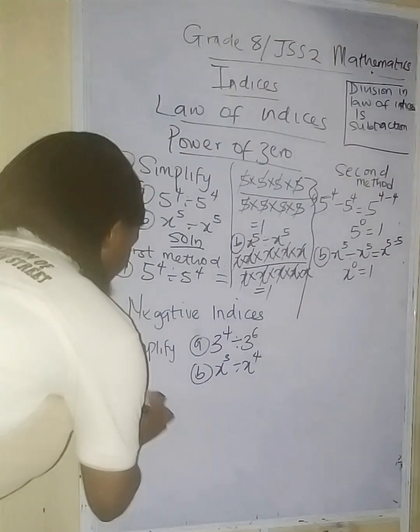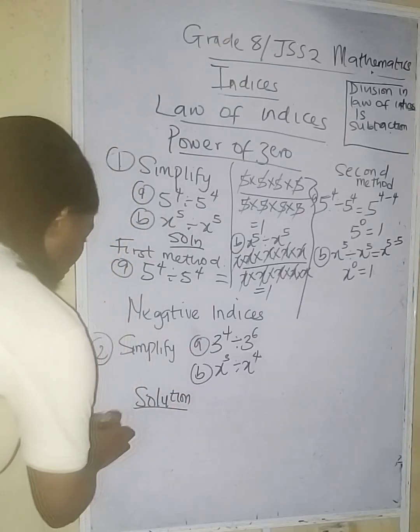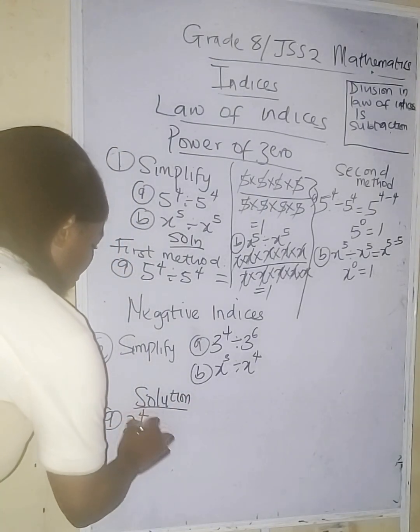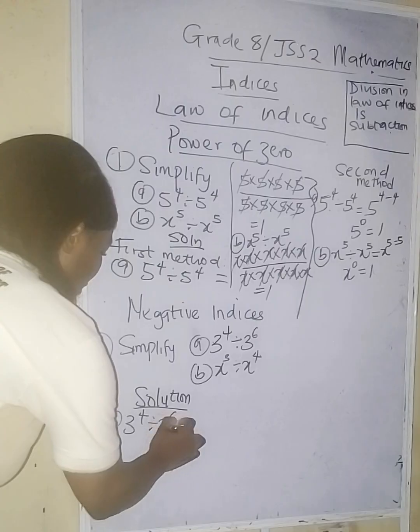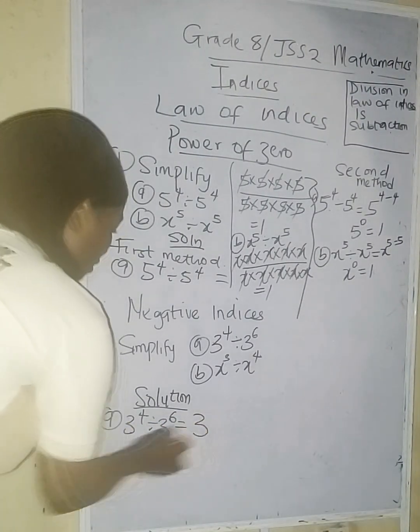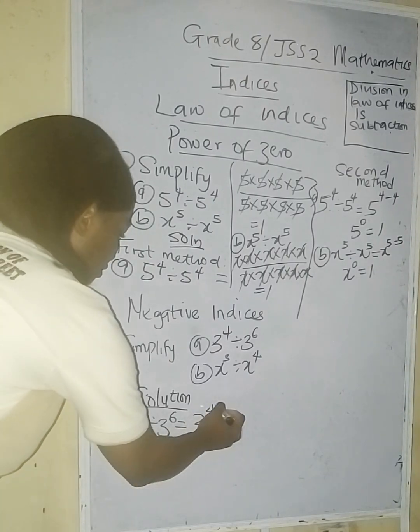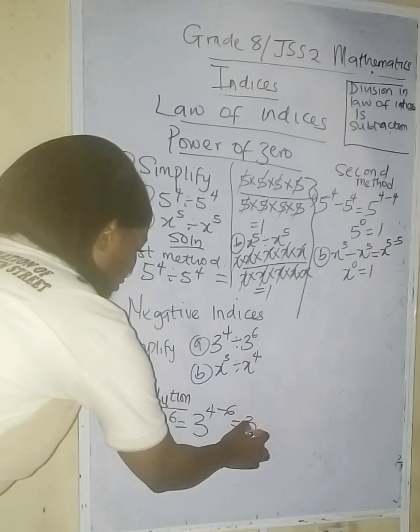Alright, so let's solve it. So we have 3 raised to the power 4 divided by 3 raised to the power 6. Alright, so they have the same base, so that will be 3. So this is 4. And that's why division is subtraction, minus 6. So we have 3 raised to the power minus 2.